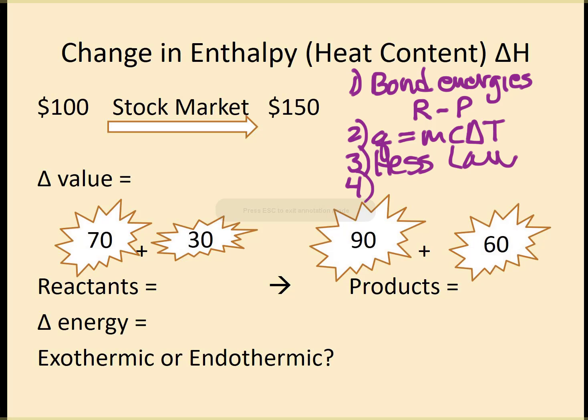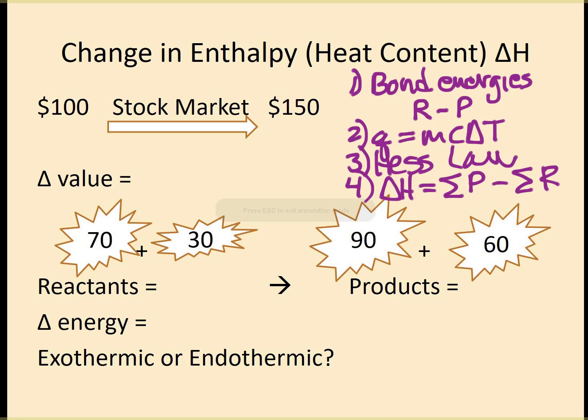And we are going to learn the fourth way, and that is to use some values that are looked up or that are given to you. And we're going to find that delta H by taking the sum of the products and subtracting the sum of the reactants. I know it looks a little bit weird comparing it to bond energies, but remember with bond energies, you have to break the bonds first and then you have to form the bonds. So that's why it's opposite of this way that I'm going to show you.